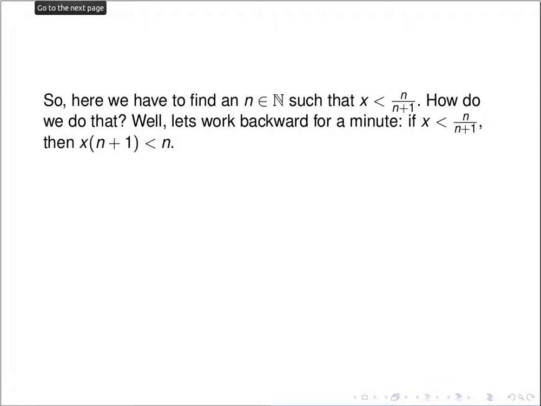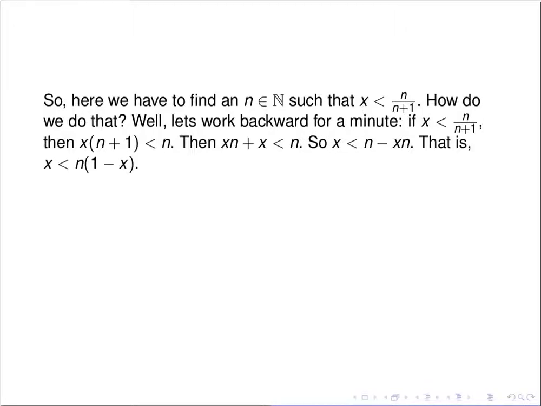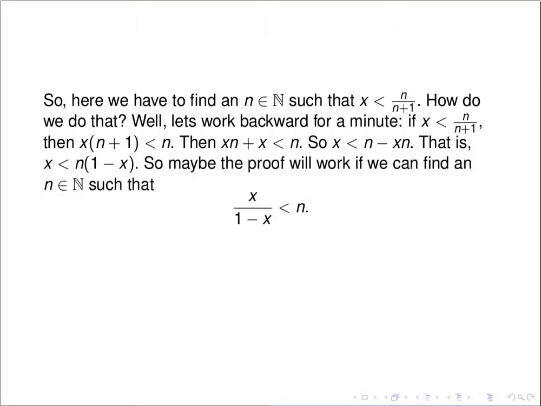So if we know that x is less than n over n plus 1, what are we going to do? Well, let's multiply both sides by n plus 1. That gives us x times the quantity n plus 1 is less than n. So might as well distribute through. That gives us x times n plus x is less than n. So x is less than n minus xn. All right. So x is less than n times 1 minus x, pulling the n out on the right.